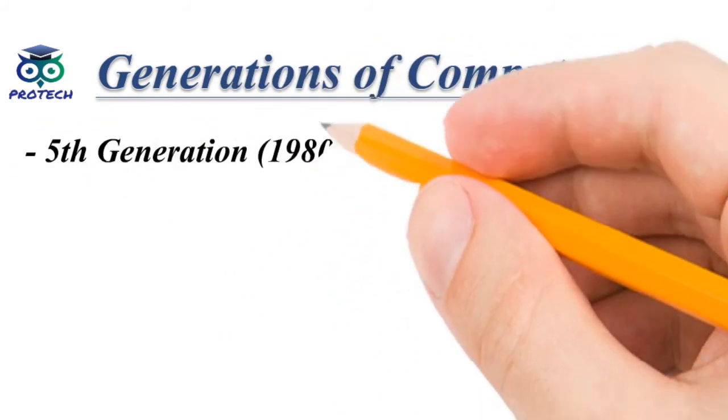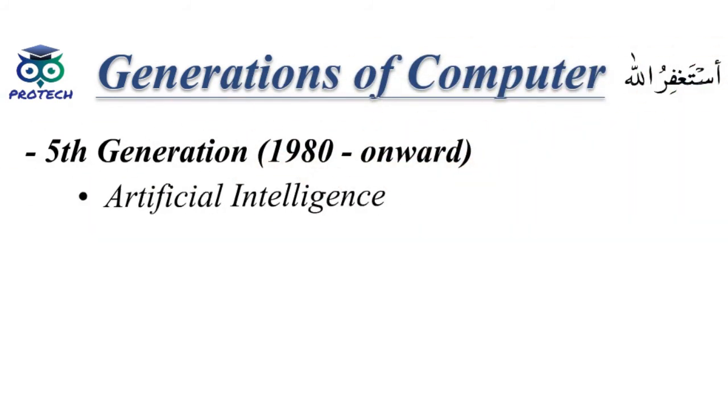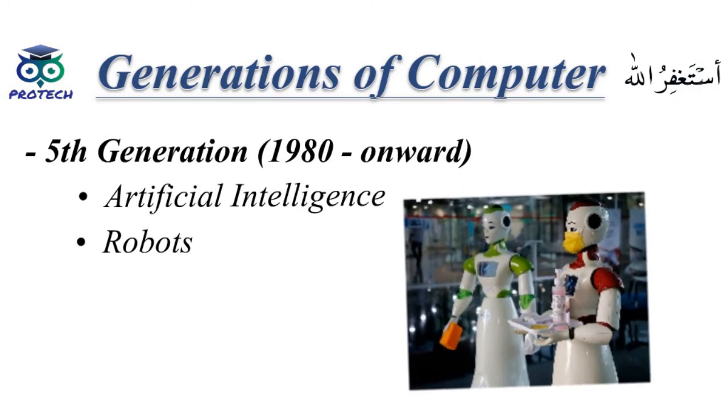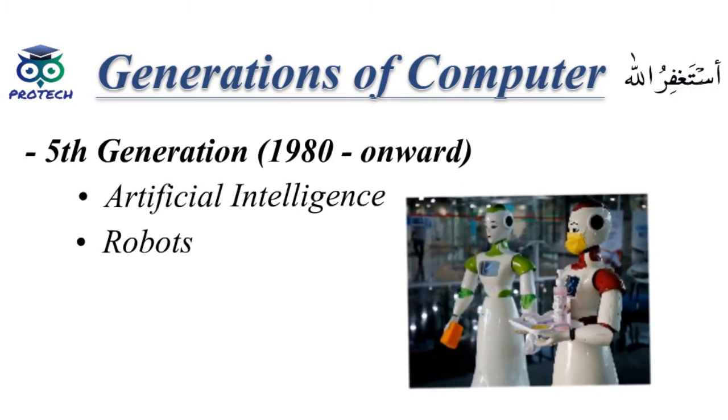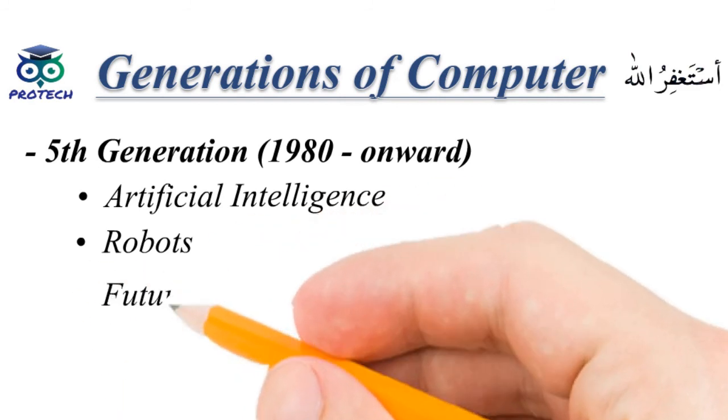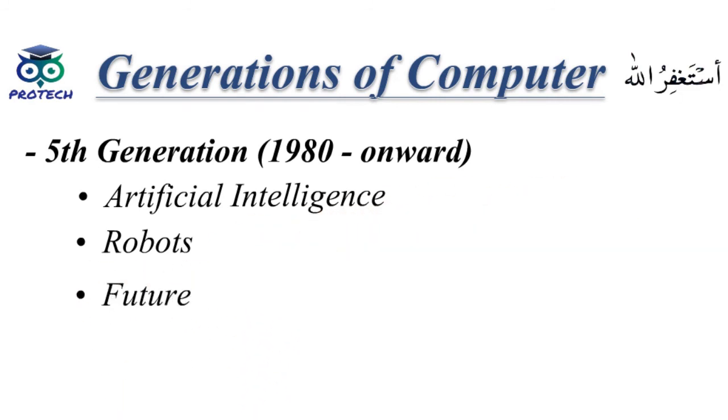The fifth generation computers use artificial intelligence and respond to natural language. Now you might have a question: what is artificial intelligence? It is the ability of the computer to think and learn. Robots are an example of fifth generation computers. As you can see, nowadays robots can talk, walk and do many tasks using artificial intelligence. You can simply say artificial intelligence is the future.